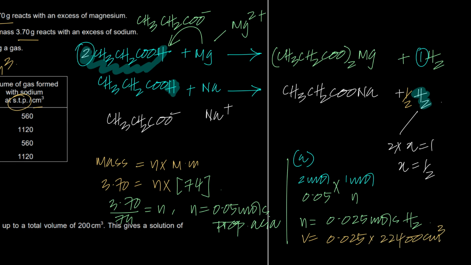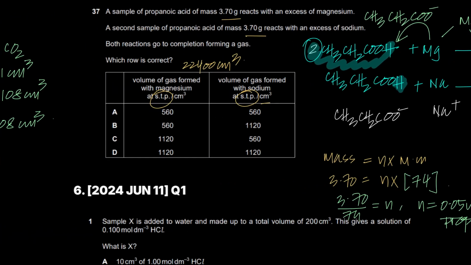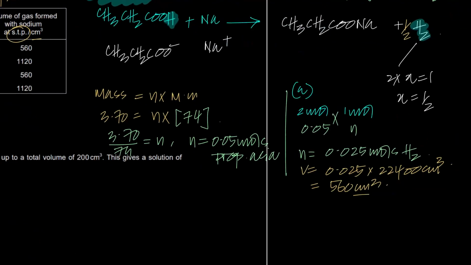Why 22,400 cm cube? Because it is at STP. So that gives me 560 cm cube. For the first bit, 560 cm cube of hydrogen gas should form. So for magnesium, C and D are wrong. 560 is the correct option for now.